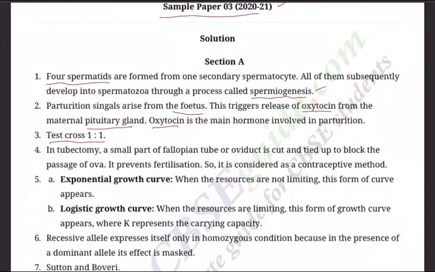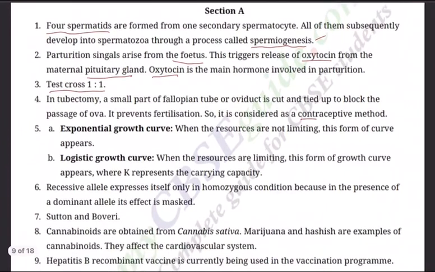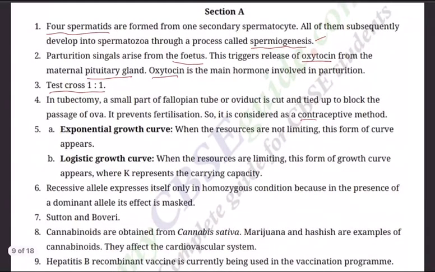Question 4. Why is tubectomy considered a contraceptive method? In tubectomy, a small part of the fallopian tube or oviduct is cut and tied up to block the passage of ova. It prevents fertilization, so it is considered a contraceptive method.